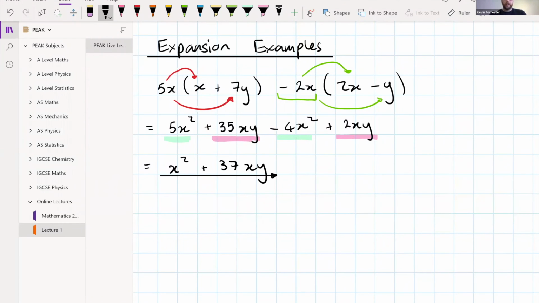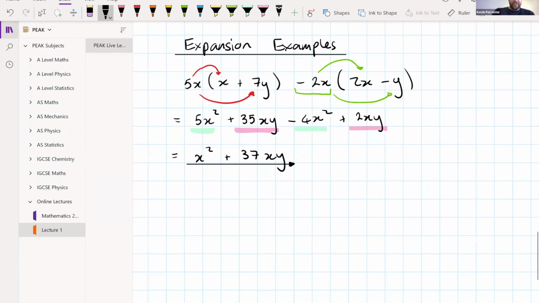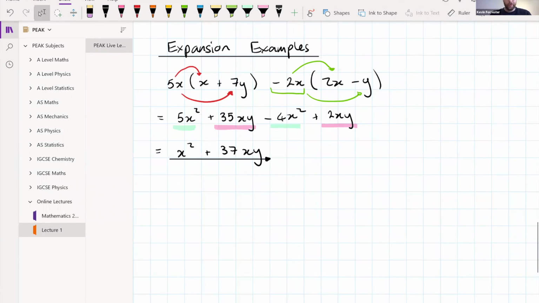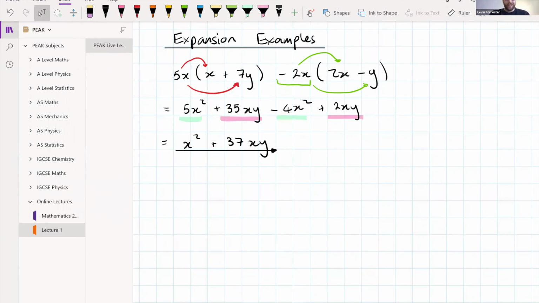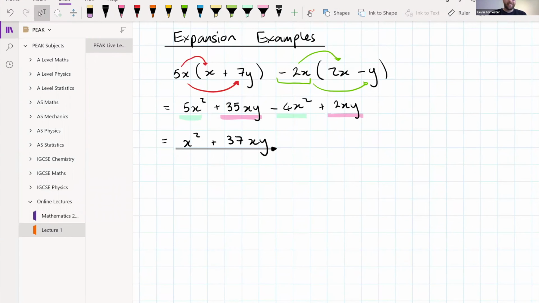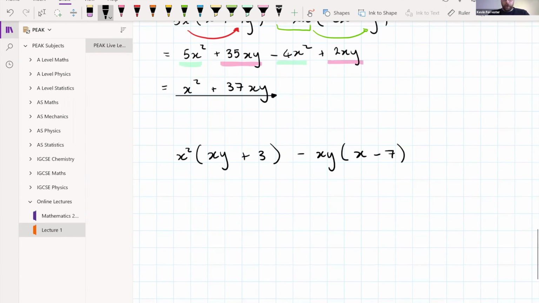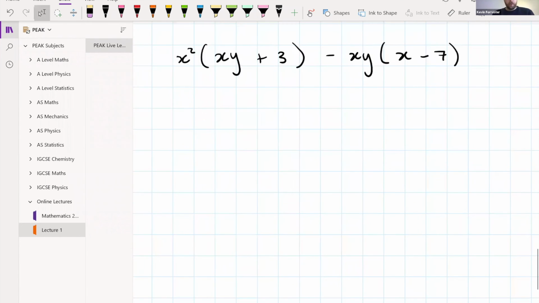Okay, I just received another question. This is quite cool. So it's relating to expansion, and it's a slightly more complicated one. Seems to be getting a whole lot of complicated questions from you guys, but that's great. Let's take a look at it. So this student sent me this question, which is x squared times by xy plus 3 minus xy times by x minus 7. Sure, okay, so slightly more involved question, but let's see if we can work it out together.